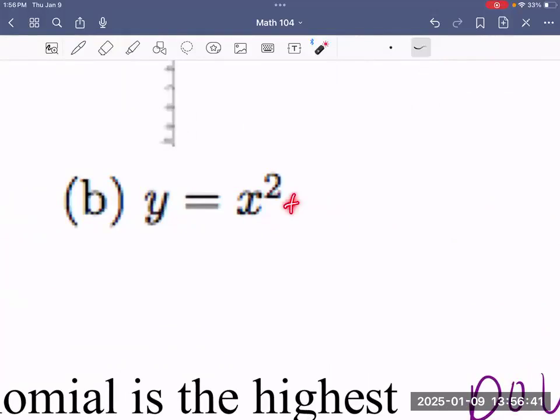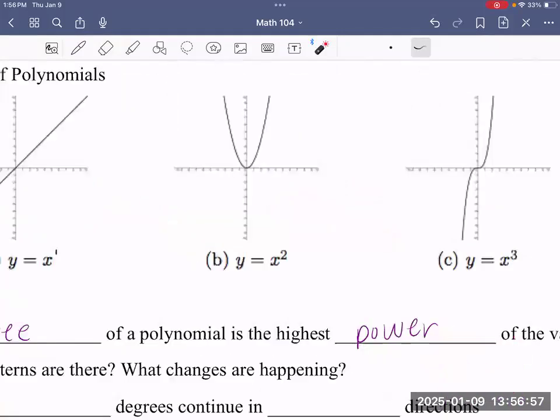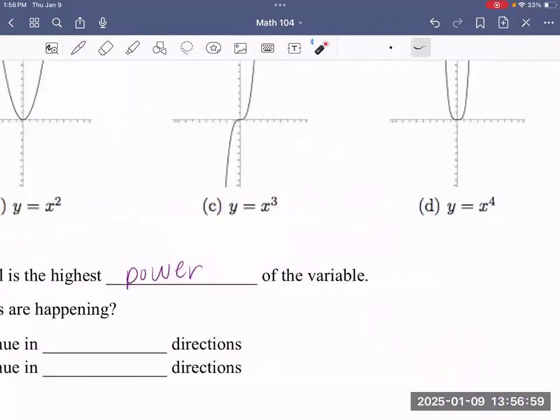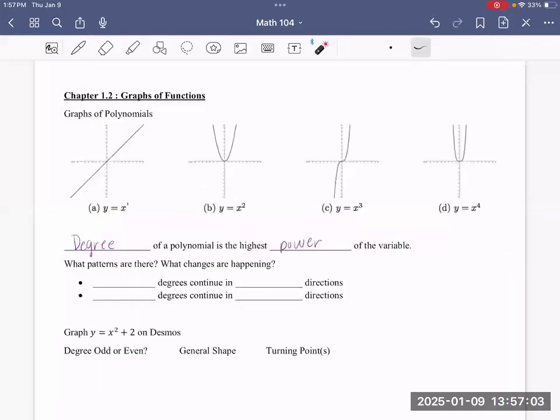Even if we were to tack on some more to it, right? Going in descending order, next would be bx to the first plus c, where all of these are just supposed variables and their coefficients. And you can see here, again, just your degrees.